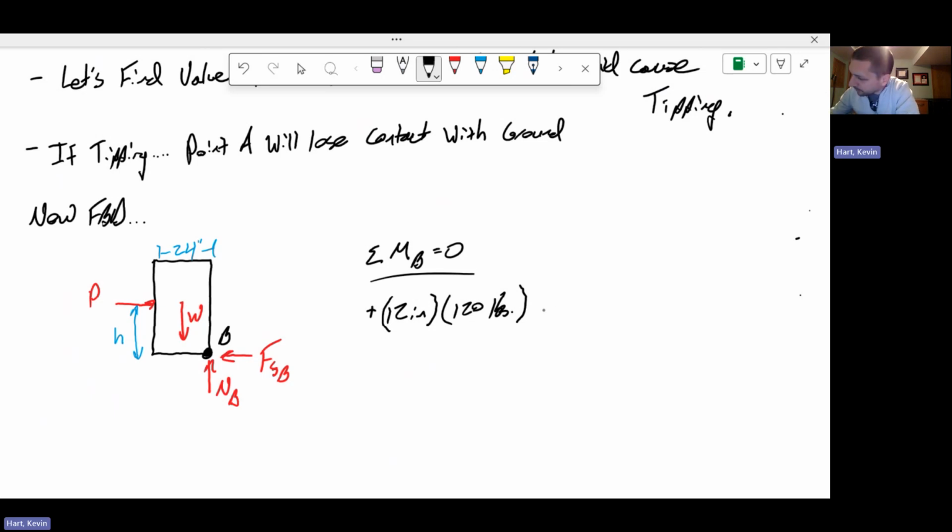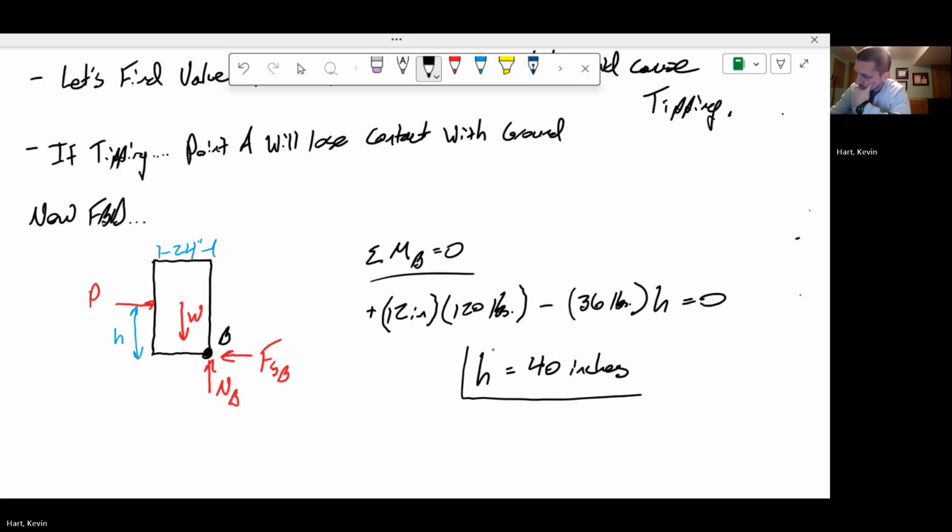And the variable P, we're going to have a minus P times H. P is 36 times H equals 0. So the only unknown here is H, and the height now is going to be 40 inches. All right. So if H is 40 inches or greater, this thing will tip. If H is less than 40 inches, this thing will slide.